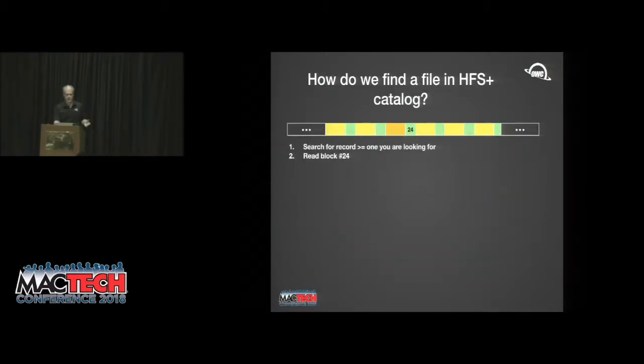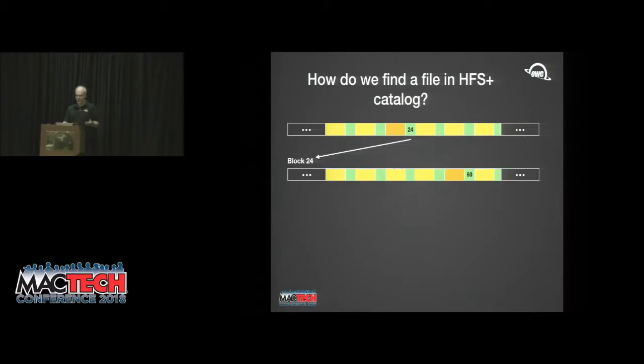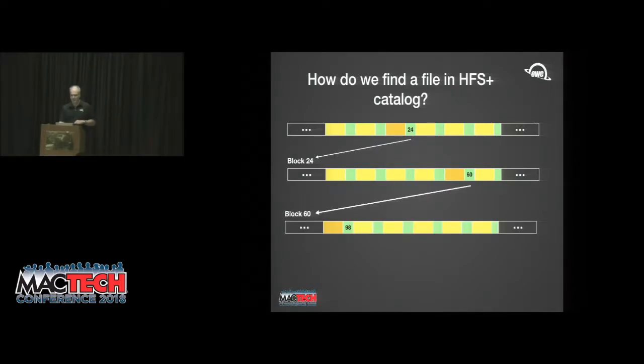So we'll search through the record, we'll find the record we want. The number is 24, we go read block 24. We've done 2 reads at this point, the first one in block 24. Then we search through that record, we find the record we're looking for, and it's block 60 that's pointed to. We read block 60, we go through that, we read block 98, and we have the information. 3 reads, we've got the information we're looking for.